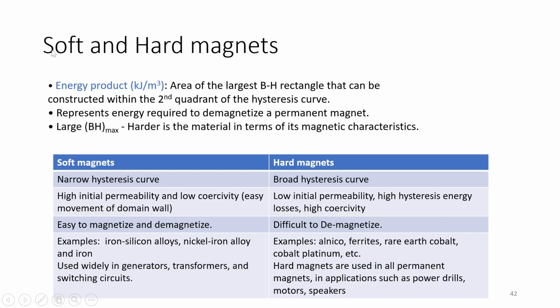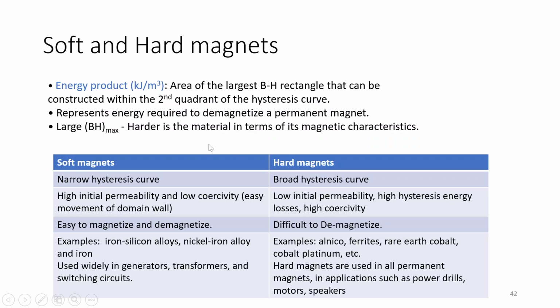Next is the soft and hard magnets. The energy product, in kilojoule per meter cube, is the area of the largest BH rectangle that can be constructed within the second quadrant of the hysteresis loop. So it represents energy that is required to demagnetize a permanent magnet. The higher the size of the BH max area, the harder the material is in terms of its magnetic characteristics.